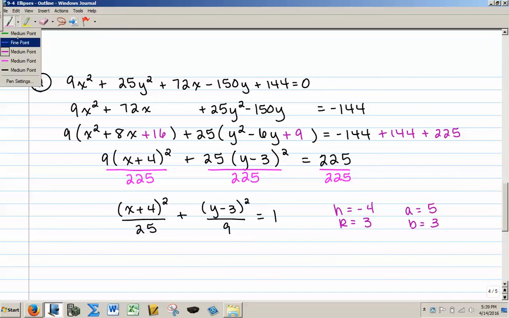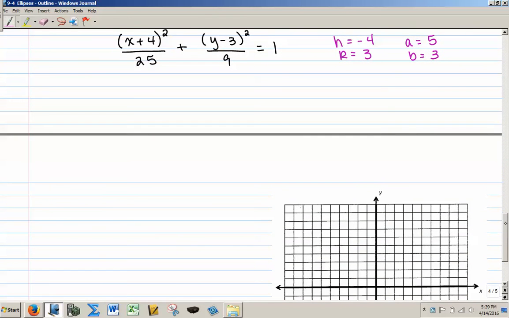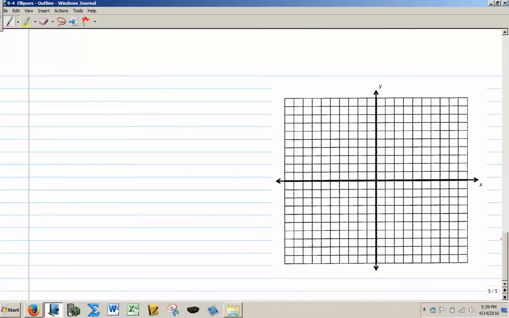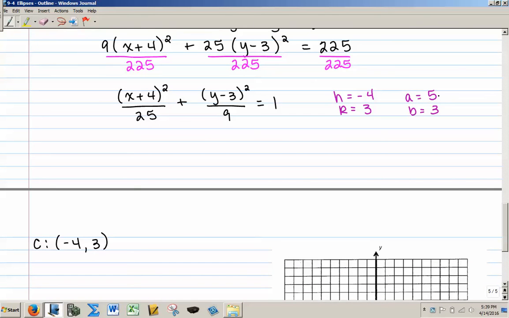So let's go ahead and graph what we can here. My center is going to be at the point -4, 3. And maybe I'll write that over here. Okay. And my major axis is going to be 10, and my minor axis is going to be 6.